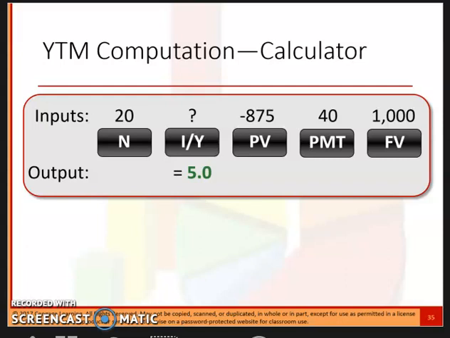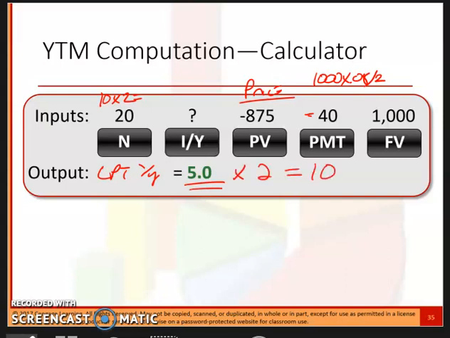So we had a 10-year bond, so this is 10 times 2. That's 20. Our price goes here. It's a negative. Our coupon payment is 8%, so 1,000 times 0.08, divided by 2, and that's 40. And then the face value or par amount is 1,000. So we compute IY. We're almost there. This is a semiannual rate, so we have to multiply it by 2 to get the yield to maturity of 10%.